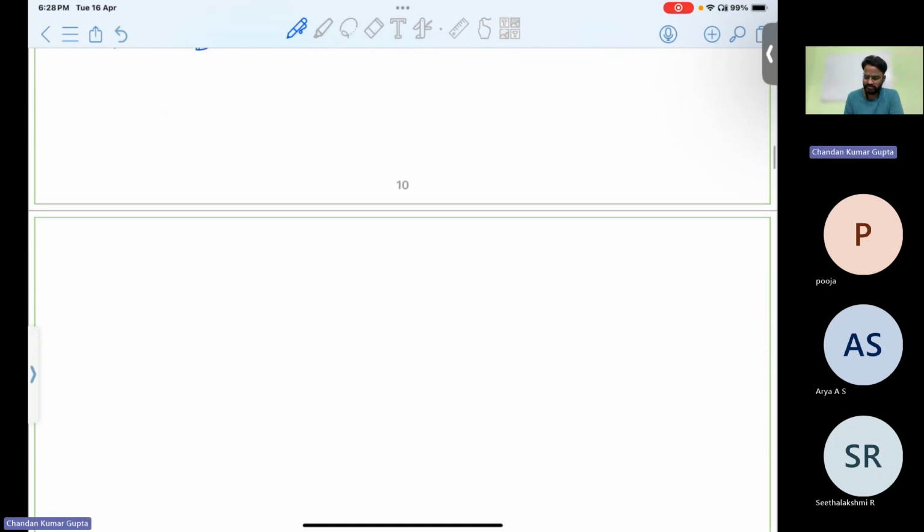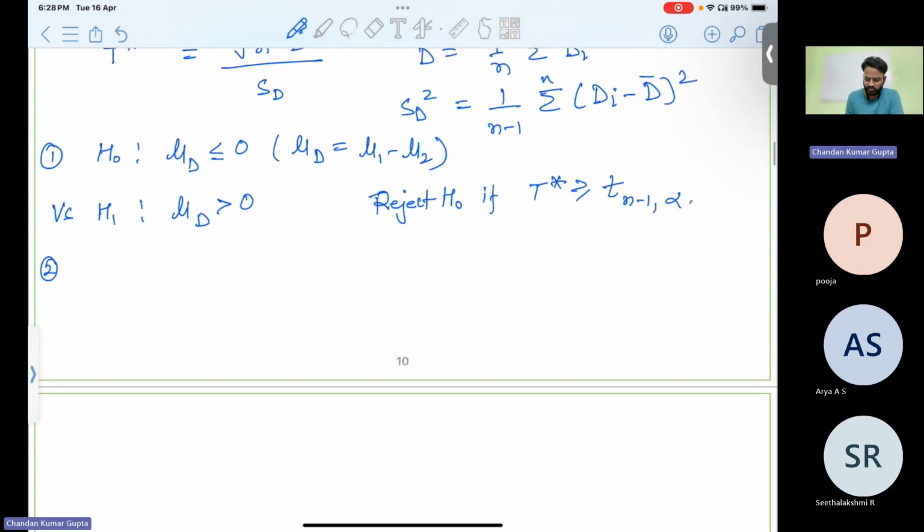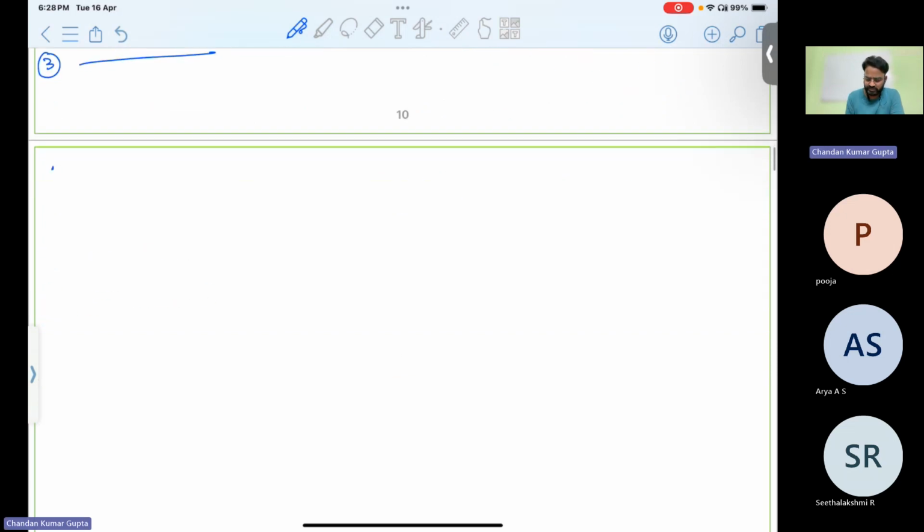Also, there is one more thing. Let me write the last one. There are three possibilities, which I'm not going to write out, as these are already discussed. And the last is testing for two variances.